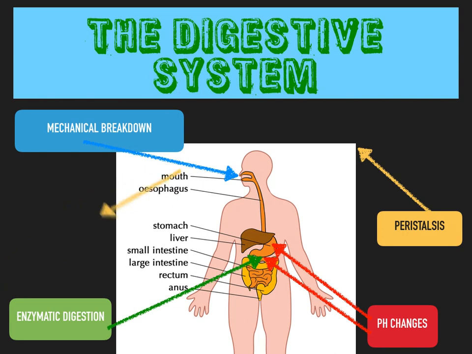Throughout the whole of the digestive system you have this process called peristalsis. What this means is the walls of the digestive system contain muscles. These muscles contract to squeeze the food along the digestive system to keep things moving in the right direction. These muscle contractions are so powerful that you can still digest your food properly upside down.